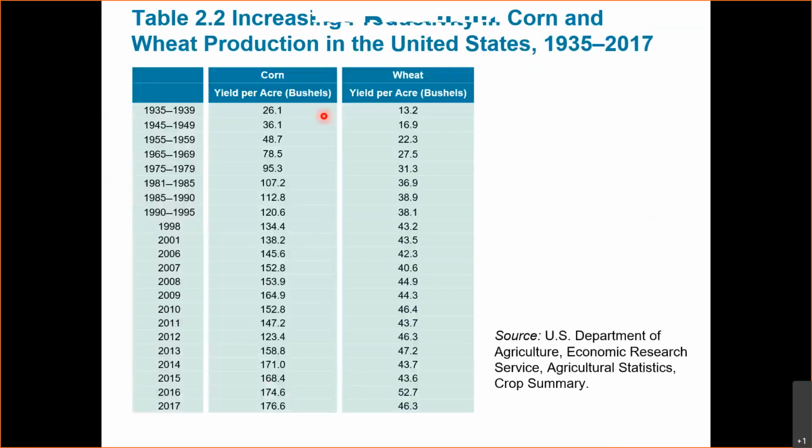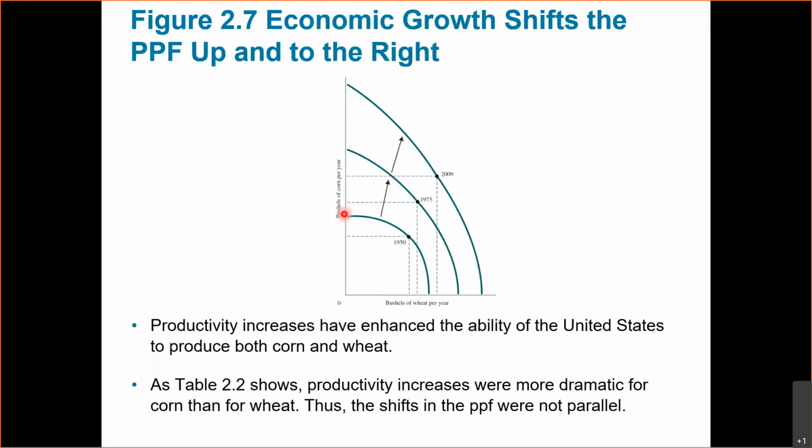Now, growth shifts the boundary. So here we go. Here's the PPF in 1950, 1975, 2009. What happened? There were new fertilizer, new farming techniques, so you can get more using the same resources, or you have new resources. Now, the United States hasn't acquired more dirt. The state of Ohio and the state of Kansas have not gotten bigger. So this is not a new resource argument here.